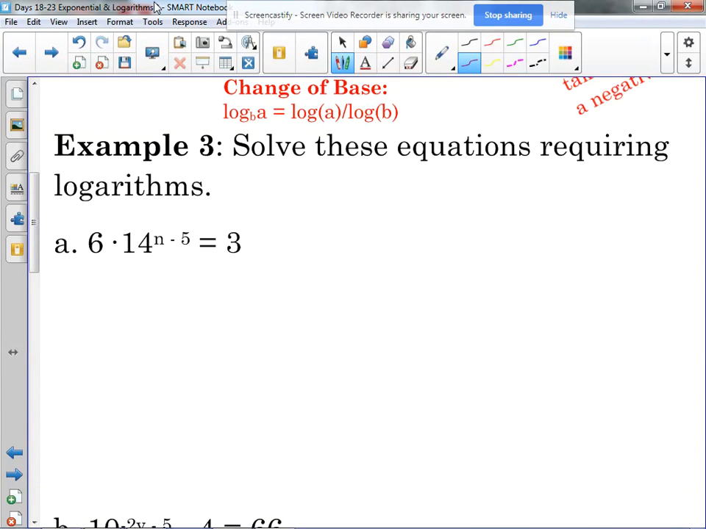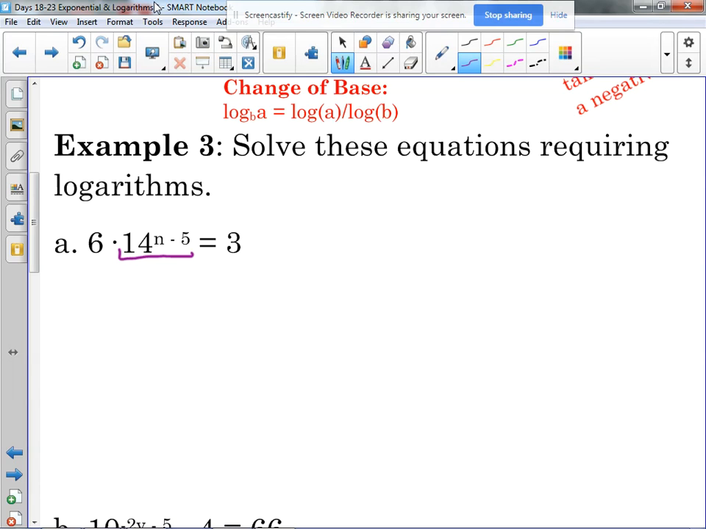Okay, so we are wanting to solve the equation 6 times 14 to the n minus 5 is equal to 3. Okay, so anytime we're trying to solve an exponential equation, we want to get this exponential expression by itself first, because we're trying to get to that variable. The variable's in the exponent, so we've got to get that exponential expression by itself.